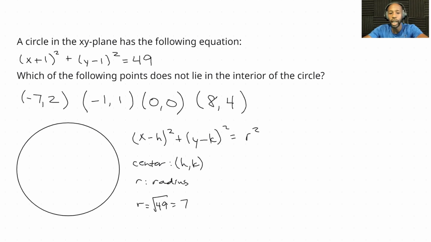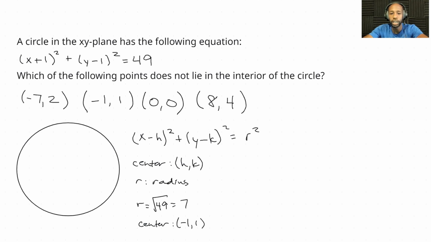And then we know that our center for this problem is going to be located at, notice it's x minus h. So since it's positive 1, that means negative 1, and then that's minus here, so it's going to be 1. Make sure you pay attention to that and make sure it makes sense to you.